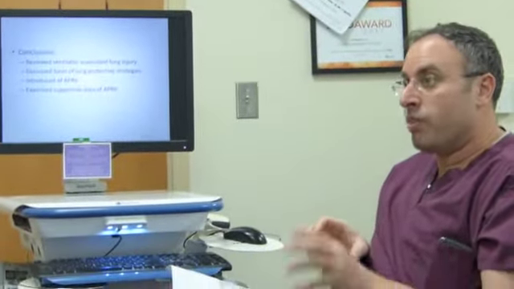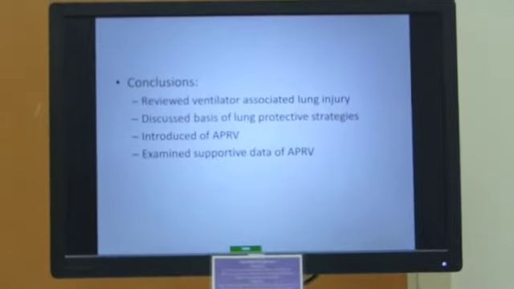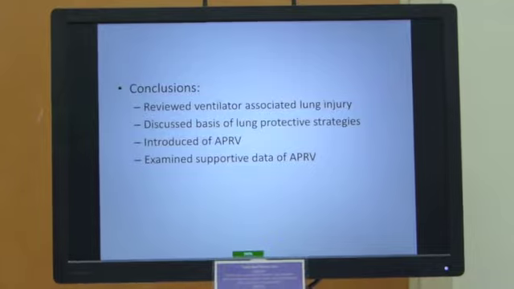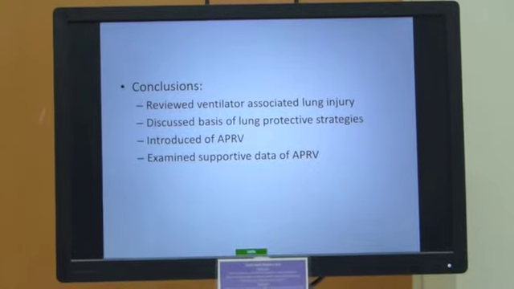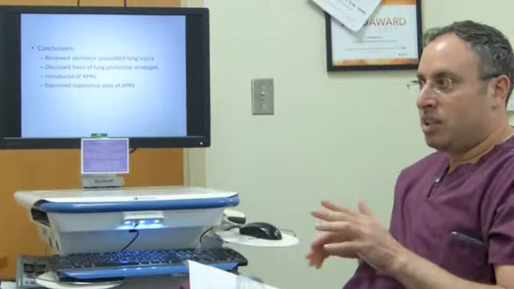Conclusions, right? So we reviewed ventilator-associated lung injury. We talked about some basic mechanisms of how the lung can be injured. We discussed the basis of lung protective strategies and how to keep people out of danger with the ventilator. We introduced APRV. We talked about the basic modes, the rationale for using them, how to start them, as well as how to adjust them based on hypoxia, hypercarbia, and so forth. And then we looked at some data to show that while there's no mortality benefit, there's clearly an oxygenation benefit.